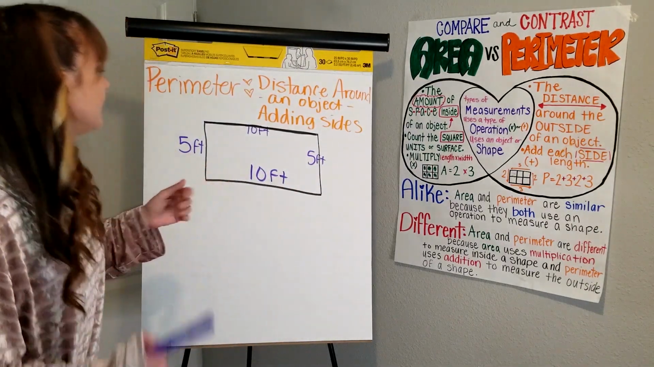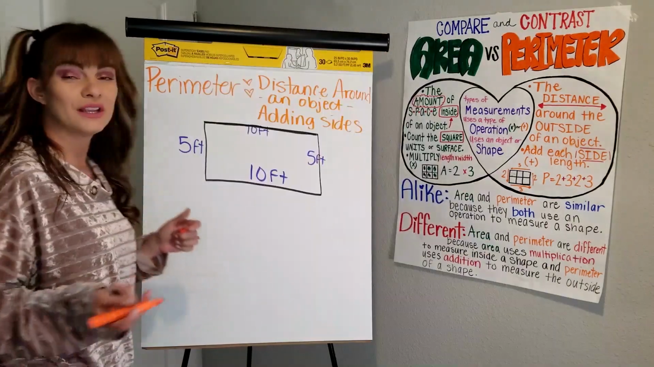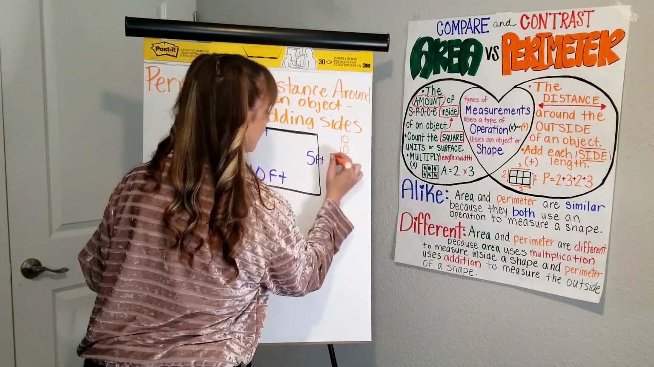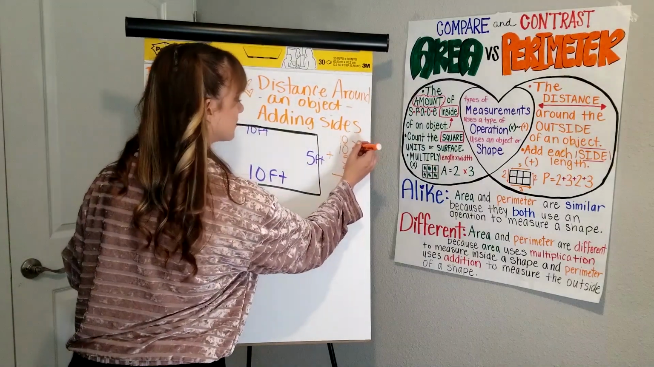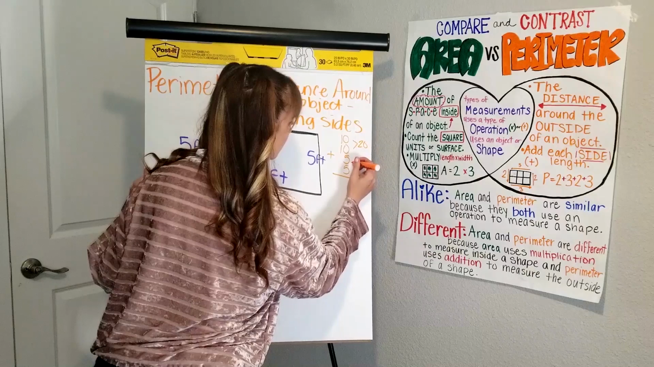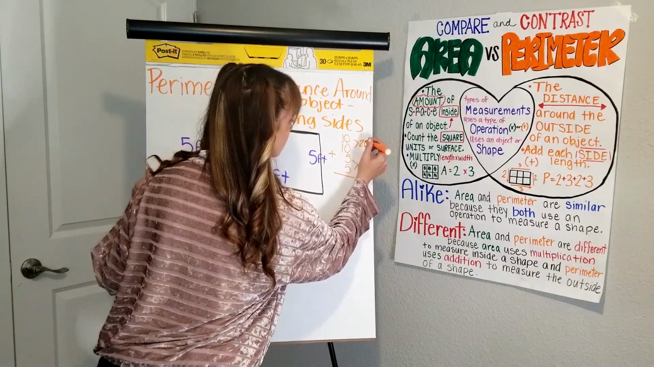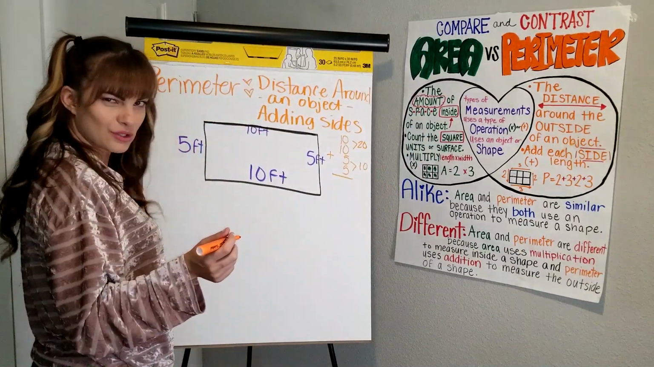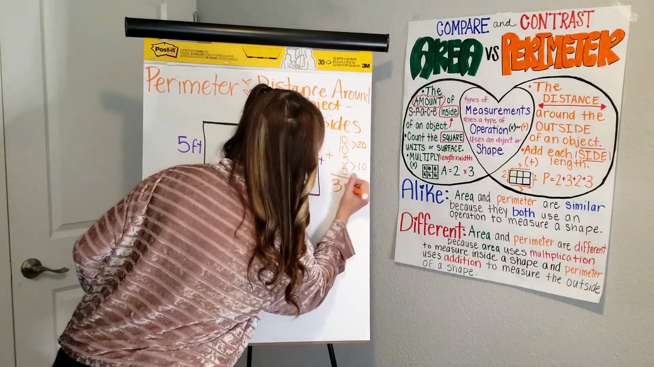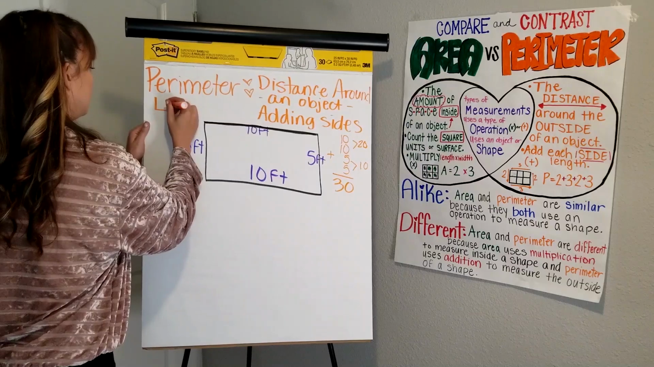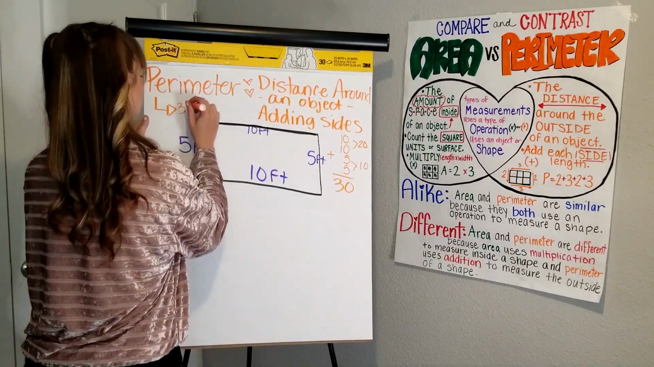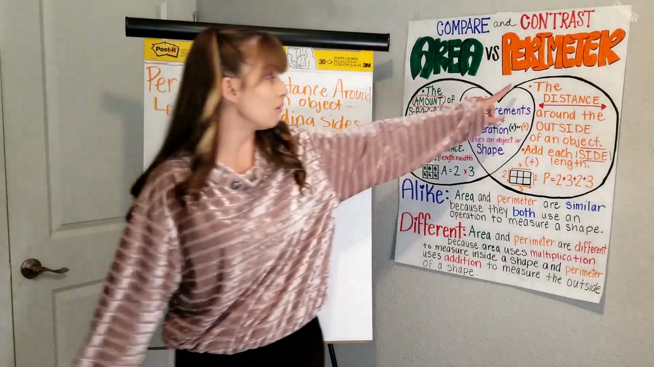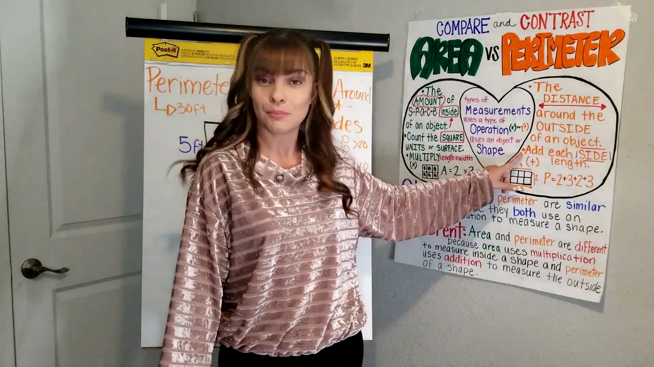So if we are adding up all the sides for a perimeter, we could start with our big numbers. We could start with 10, 10, 5, 5. We are going to add them. 10 plus 10 is what? 20. And, ooh, that looks like a 26, but it is a 20. And 5 plus 5 is what? 10. Top of your head, what's 20 plus 10? 30. So the perimeter of this rectangle would be 30 feet. So that's how we're figuring out the perimeter. We are going the distance around the object and we're adding up all the sides.